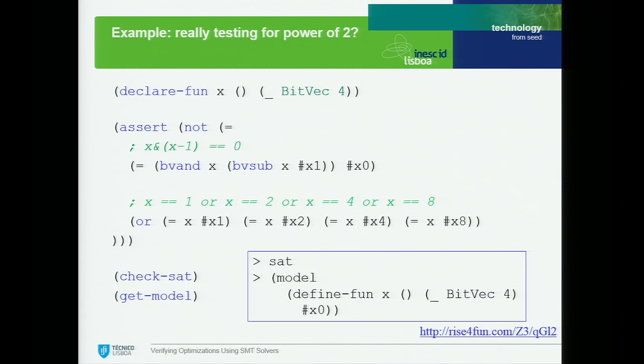So the first expression is almost the power of 2, except for the case where x is equal to 0. So I give you as homework to fix the first expression by putting "and not x is equal to 0". And if you put that, then you can prove that the expressions are equivalent. And then you have just proved that the expression, at least for 4 bits, returns true if x is a power of 2.